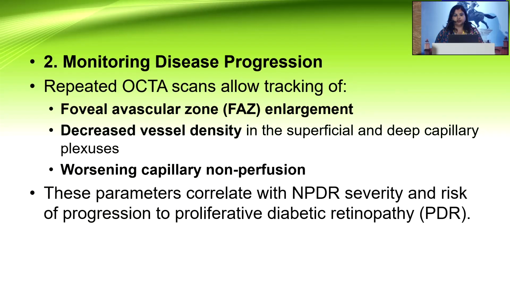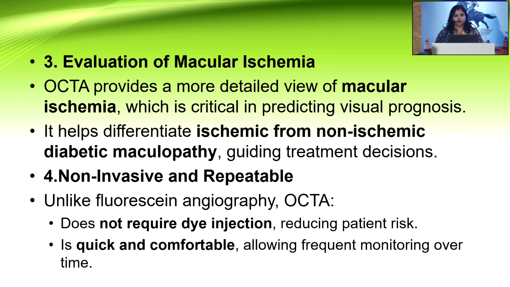Repeated OCTA scans allow tracking of FAZ enlargement, decreased vessel density in the superficial and deep capillary plexus, and worsening of the capillary non-perfusion. These parameters correlate with NPDR severity and risk of progression to proliferative diabetic retinopathy. It helps in evaluation of macular ischemia, which is very important in predicting the visual prognosis of a patient. It differentiates ischemic from non-ischemic diabetic maculopathy and guides the treatment decisions. And it is a non-invasive and a repeatable test.